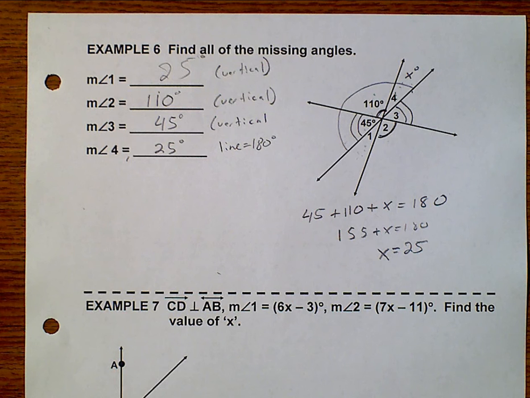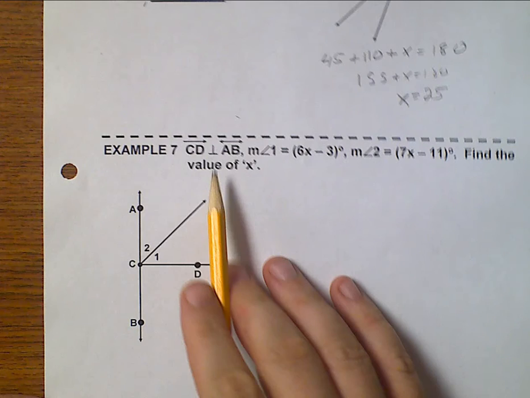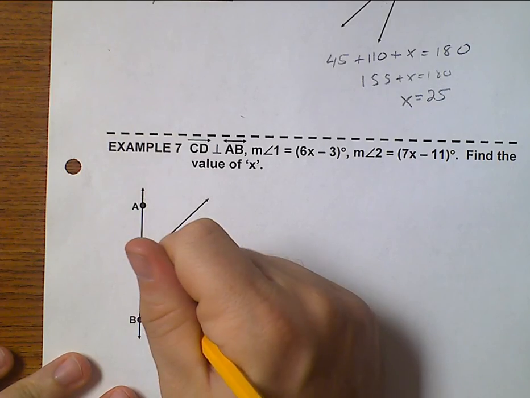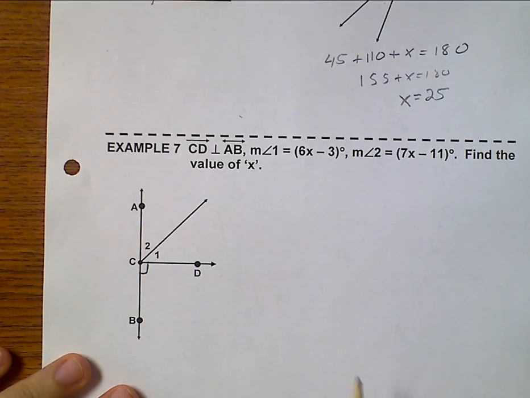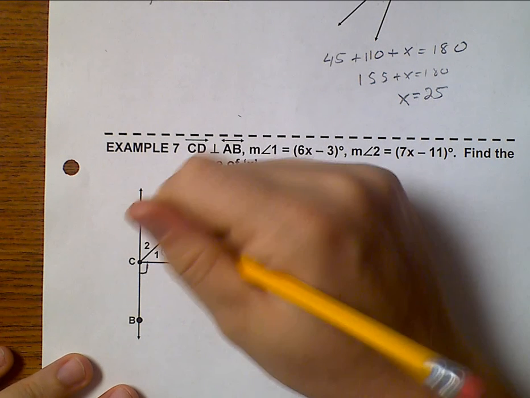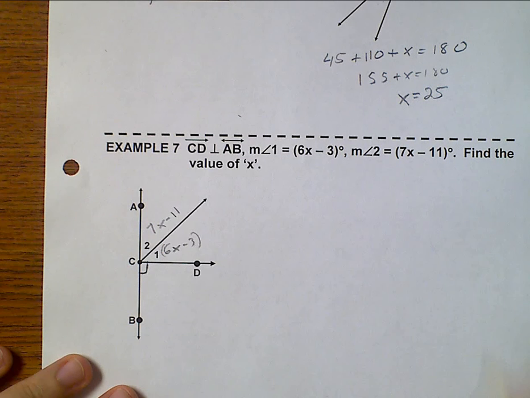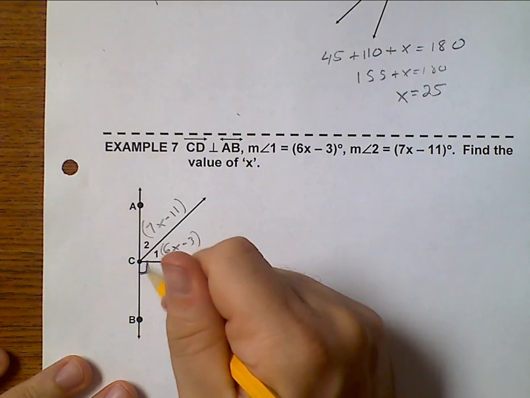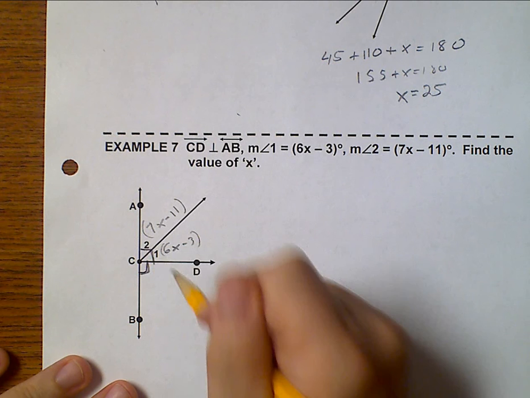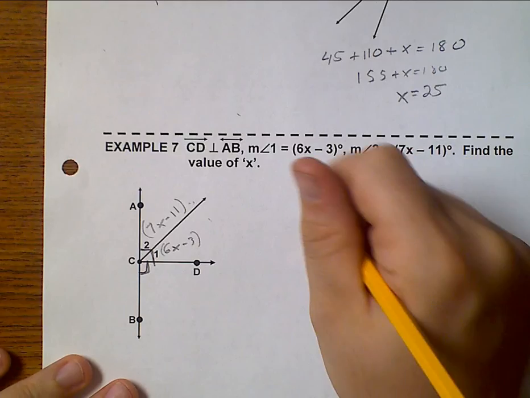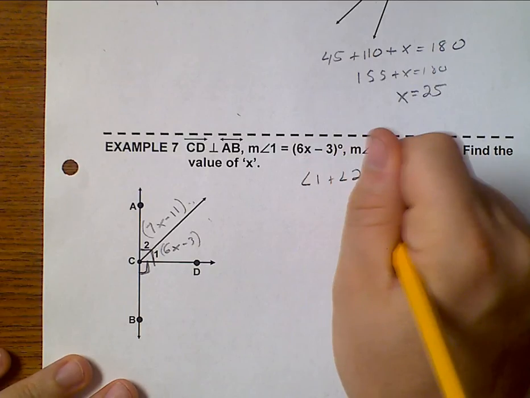Now we have one more example, and that is CD being perpendicular to AB, so that's a right angle, and I know that this is 6x minus 3, and this is 7x minus 11, and I need to figure them out. Well, hey, if this is 90, that means that this must be 90. And if this is 90, that means these must be complementary. So angle 1 plus angle 2 must equal 90.